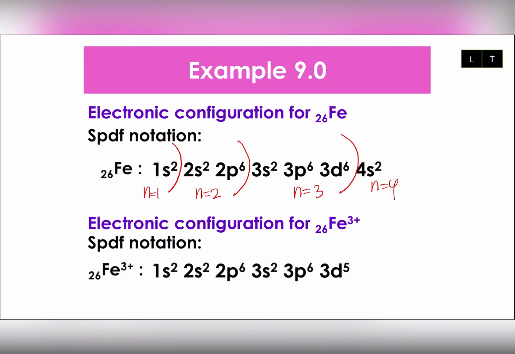So this is how you write the electronic configuration for specific atoms or ions. I hope you've learned a lot from here.